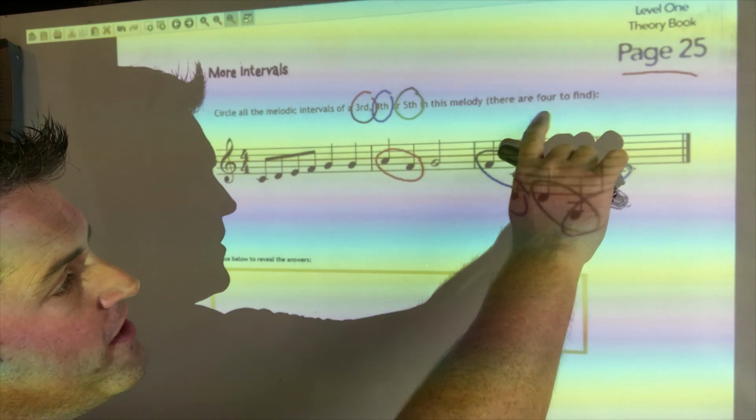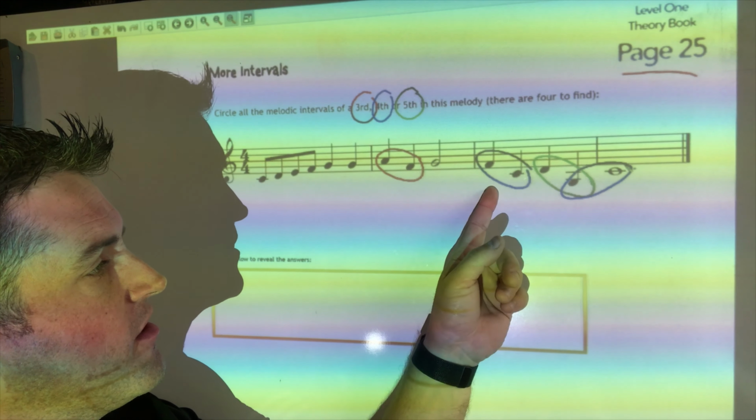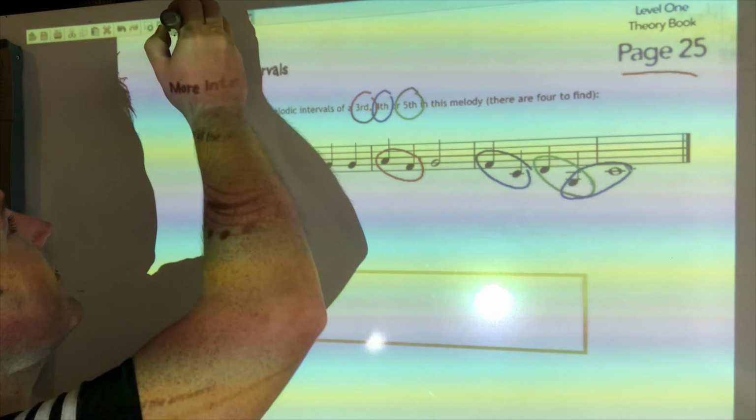So have we been able to find our four? Darn tootin' we have. We've been able to find this one here, the third, a fourth, but there was a fifth there, and there was a melodic fourth there as well.